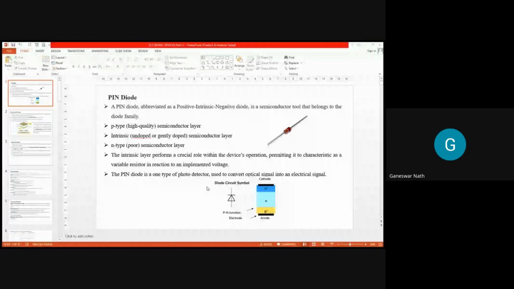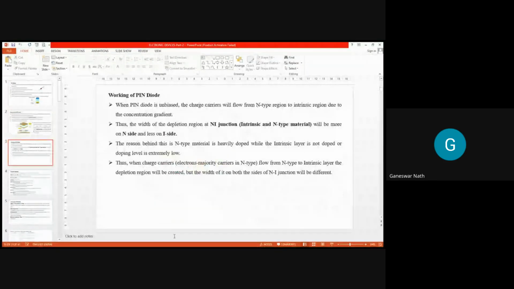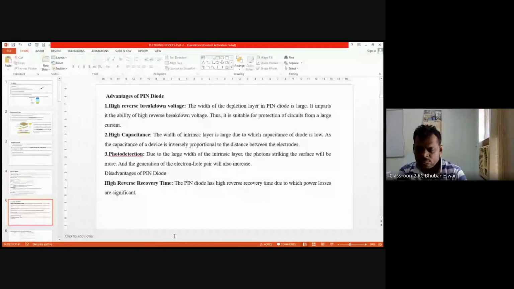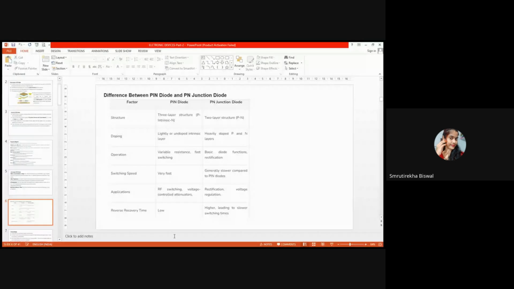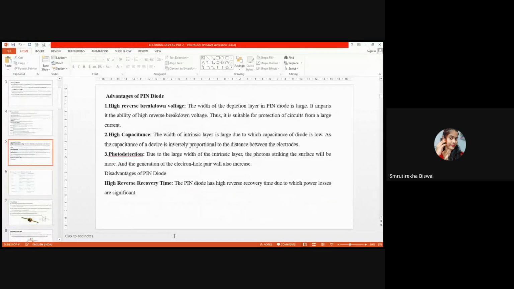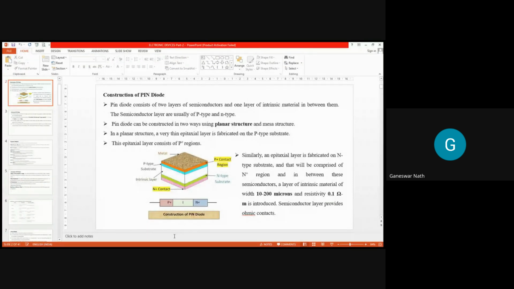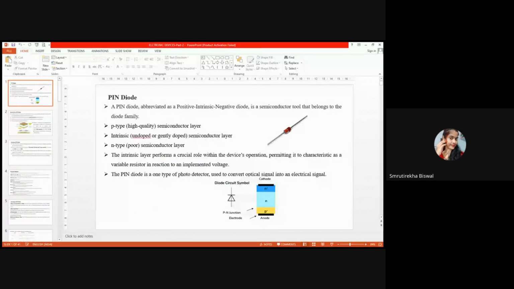Is the slide visible? Yes, sir, visible. Please confirm, sir, whether the slide is moving or not. Please tell me the slide is moving. Yes, sir, moving. Continue. Okay.